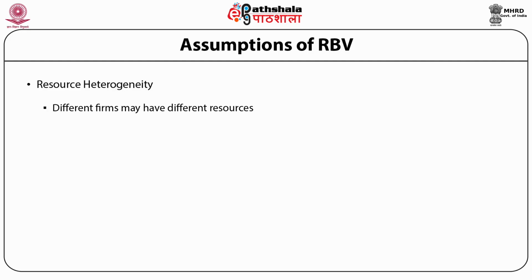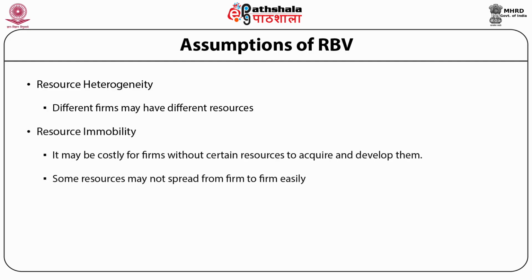The second assumption of the resource-based view is resource immobility. That is, it will be costly for firms without certain resources to acquire and develop them. So it's not as easy as the resources being mobile. There is some cost attached in terms of acquiring and developing the resources, and some resources may not spread from firm to firm that easily. So based on these two assumptions, there is a significant assumption that competitive advantage can really be built.